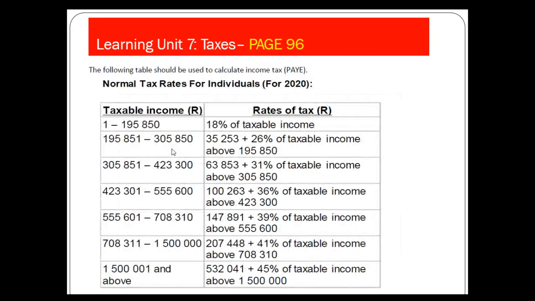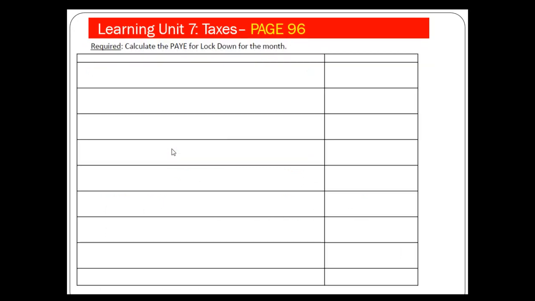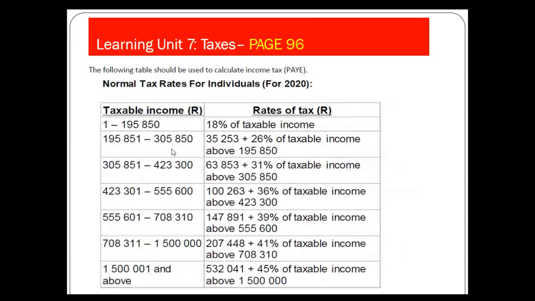They will always give you the table like this. You don't have to memorize the table. The table will be given to you in the exam. And even the rebates will also be given to you, as long as you know how to use them. Okay. The requirements, they want you to calculate the PAYE for Lockdown for the month of April. Remember, they're only asking for what? For PAYE. They're not asking for the net salary. But remember, for you to calculate the pay as you earn, you will have to go and check the tax tables. But if I can go back to the tax tables, can you see the tax tables? They say taxable income.